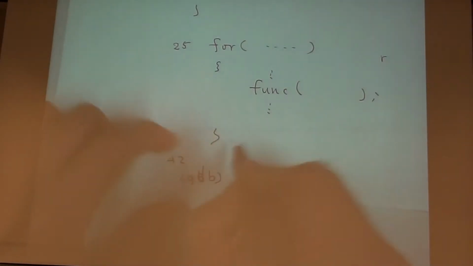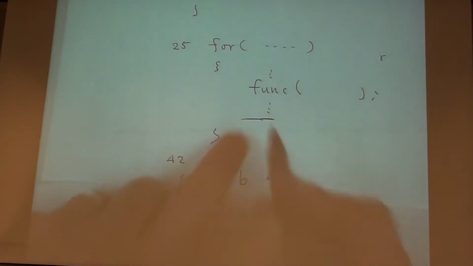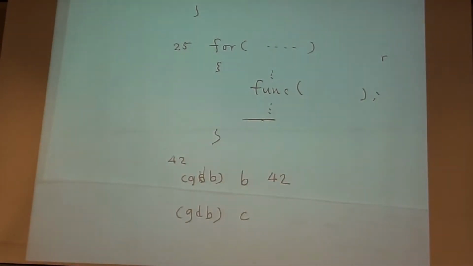Of course, if something is wrong inside, then you may never reach 42. Because let's say something is wrong here, your program stops, such as a segmentation fault. You never had a chance to go to line 42.